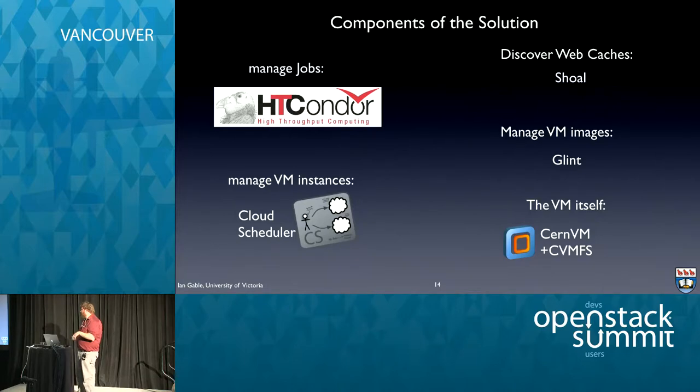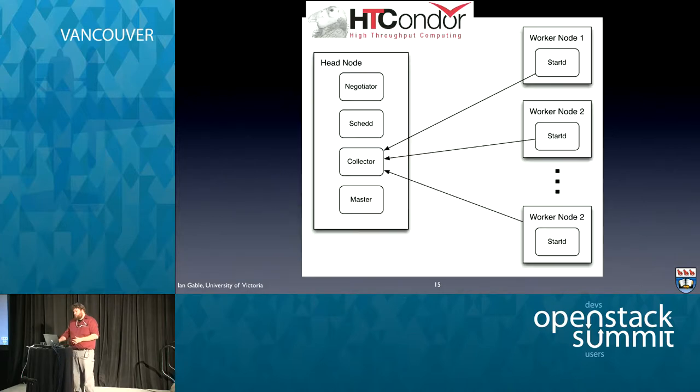Then we have this product called Cloud Scheduler, which monitors the job queues of this batch system and then will create VMs for those needs. I'm going to go over that. Then we have Shoal for web cache discovery and a thing called Glint, which I think will be quite interesting to this community for pushing out VMs to many different OpenStack clouds. And then, of course, we have the virtual machine itself. We use CERN-VM and a special file system called CERN-VMFS, which I'll tell you about.